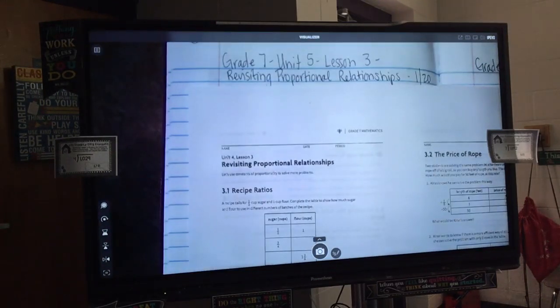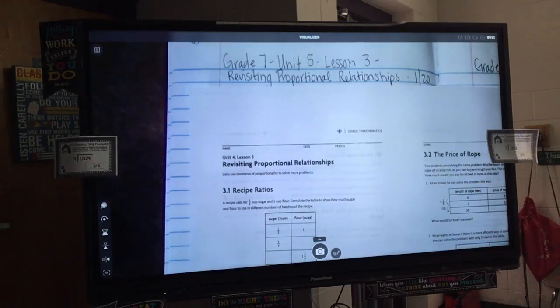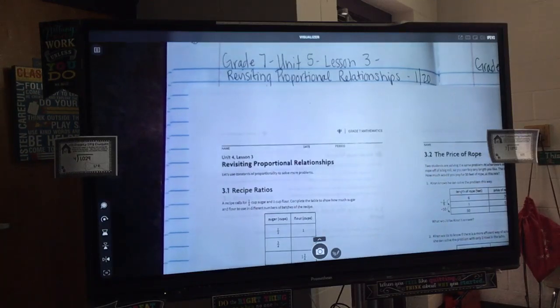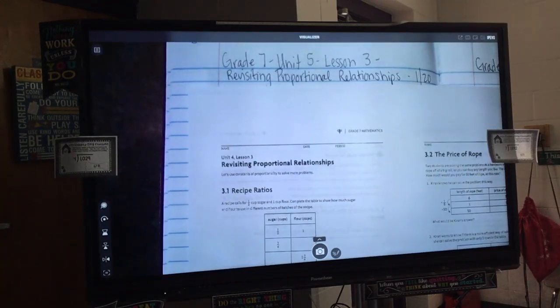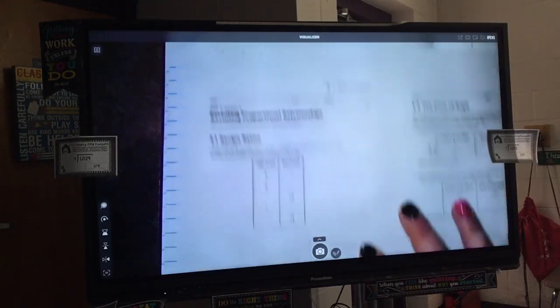Or maybe not. I mean, it's really how well you understand relationships, how well you understand multiplying or dividing fractions or decimals. Okay, so let's start with the warm-up.